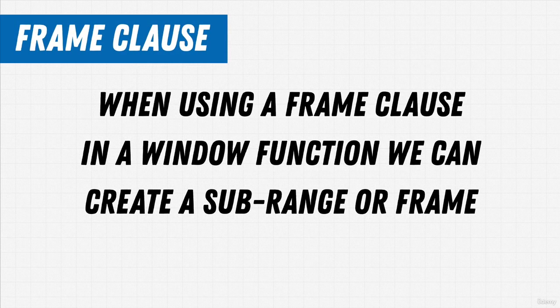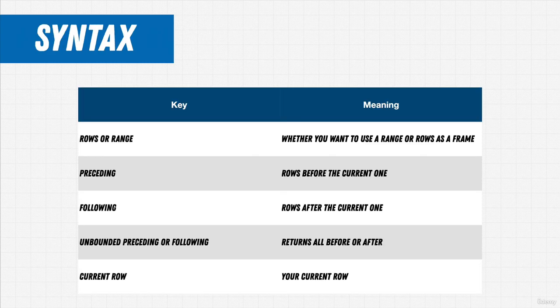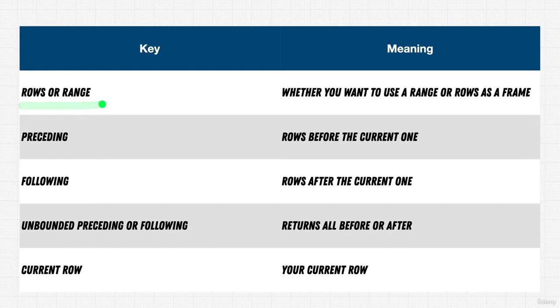Now, framing comes with a very specific syntax, a syntax that we haven't looked at yet. We can say rows or range, whether you want to use a range or rows as a frame. We can use something called preceding, take all of the rows before the current one. We can use following, use all of the rows after the current one. And then we can do unbounded preceding or following, return all before or all after. And then we can say current row, your current row.